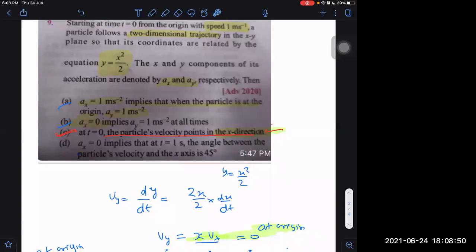Anyway, option D. Ax is equal to 0. This implies that at t equal to 1, the angle between the particle velocity and the x-axis is 45 degrees. If Ax is 0, does it imply that the angle between the particle's velocity and the x-axis is 45 degrees?